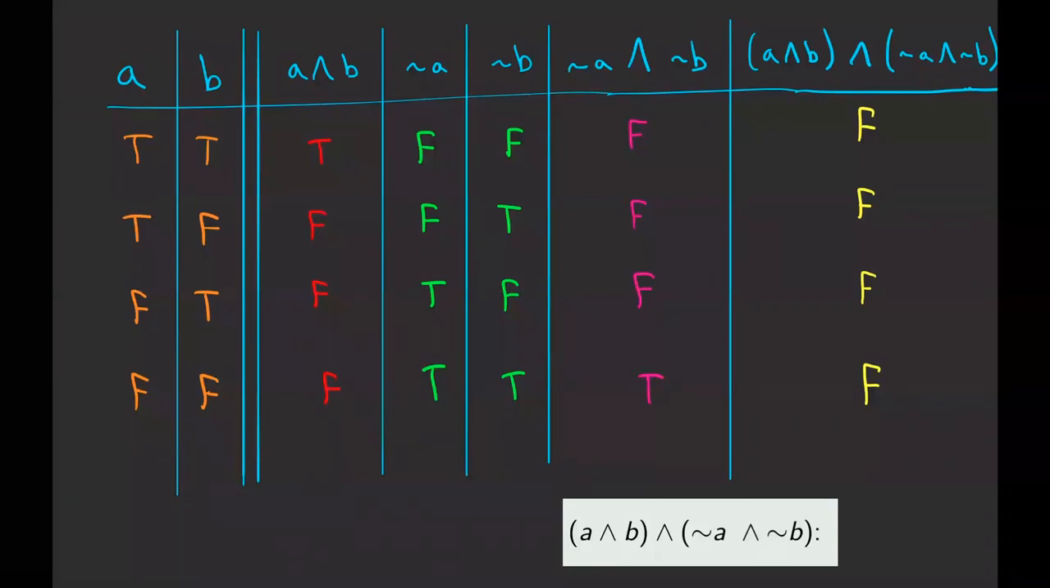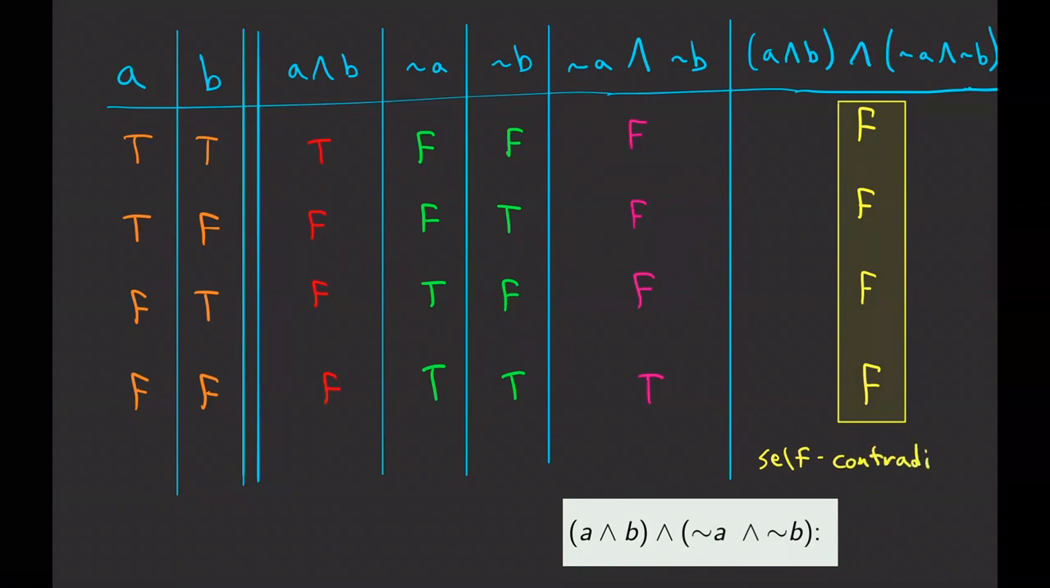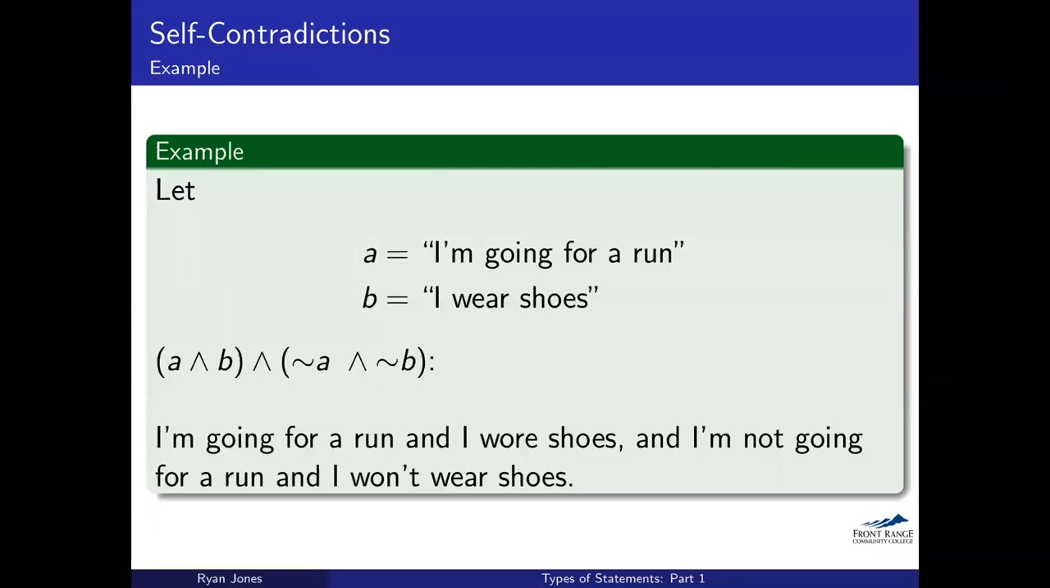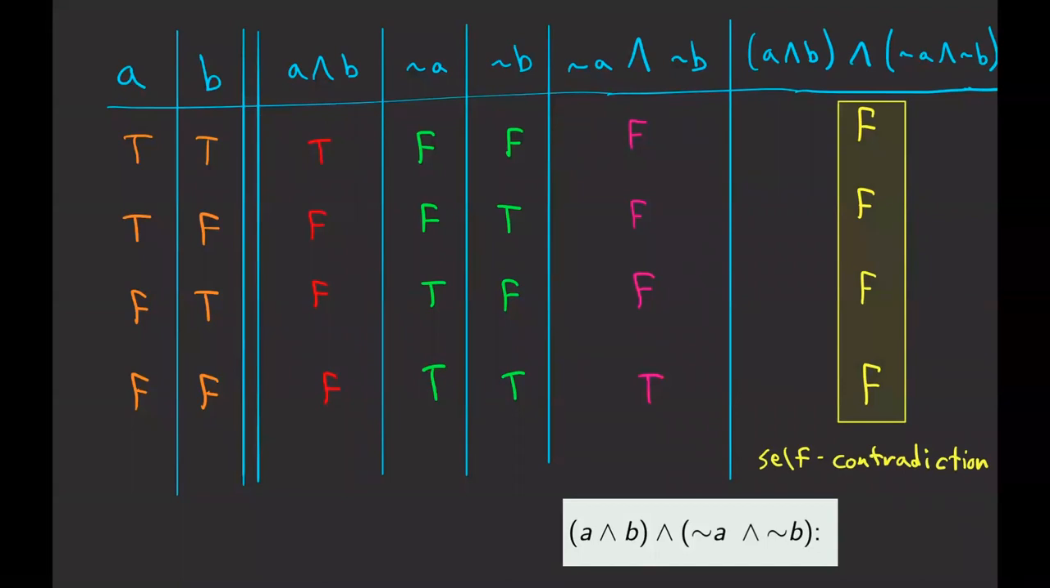So this is a self-contradiction, right? This full compound statement is always false. It doesn't matter whether or not I went for a run or whether or not I wore shoes. This full long statement, I'm going for a run and I wear shoes, and I'm not going for a run and I won't wear shoes, is just a completely false statement, no matter what. So there we go with that. That's a good example. Get some practice with our truth tables.